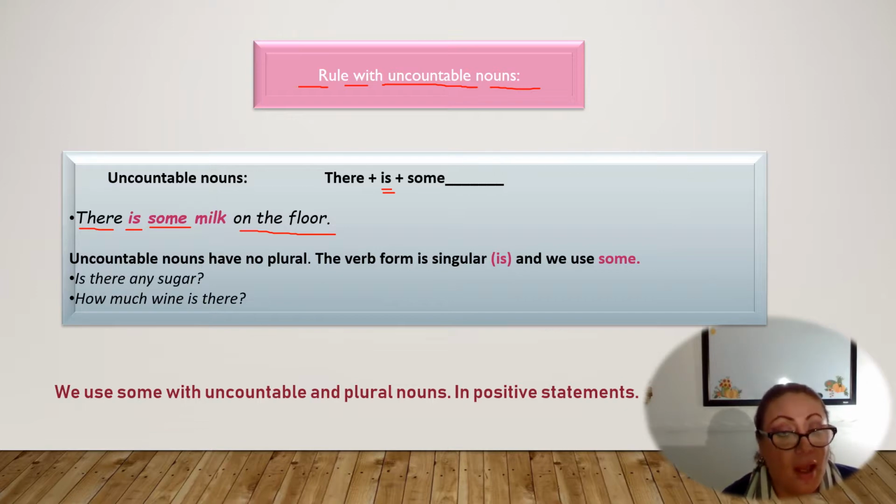Uncountable nouns have no plural. Remember that. The verb form is singular. Is, and we use the word some. Remember that. Now, when I need to make a question is when I'm going to change the some for the any. I cannot count sugar, so I use any or much when I need to make questions. Is there any sugar?